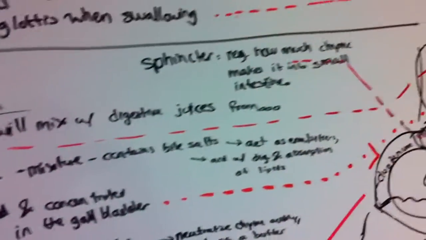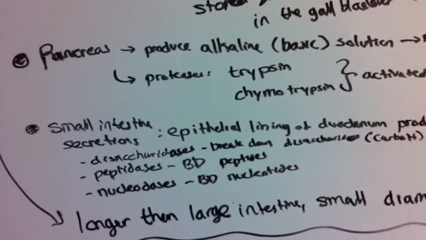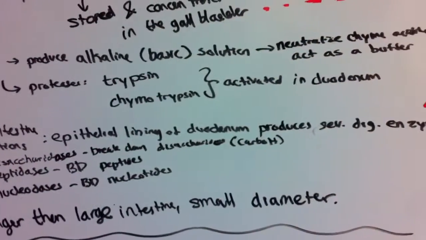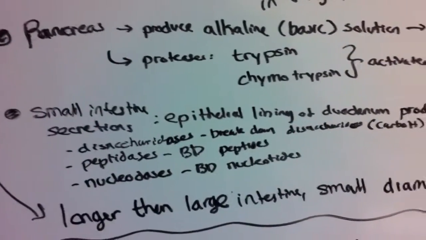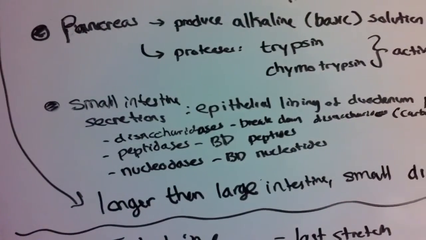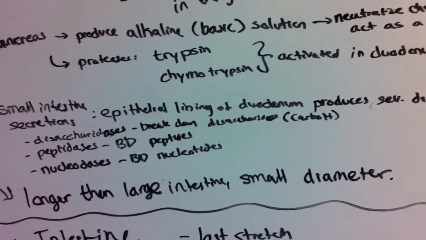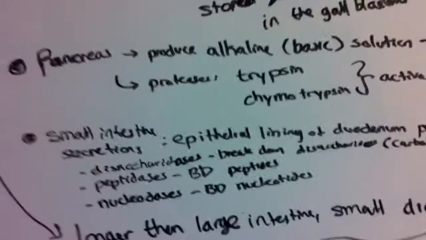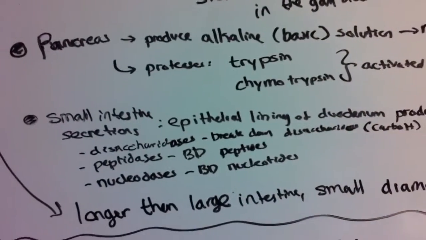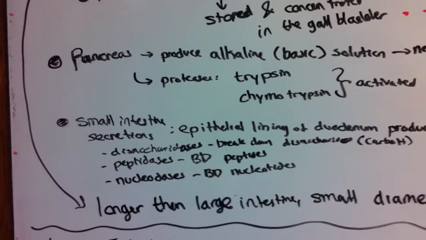The last part where these digestive juices come from is from small intestine secretions. They'll come from the epithelial lining of the duodenum and will contain various digestive enzymes. One type is disaccharidases, which will break down disaccharides, which are carbohydrates. They also contain peptidases, which will break down peptides, and nucleodases, which will break down nucleotides.